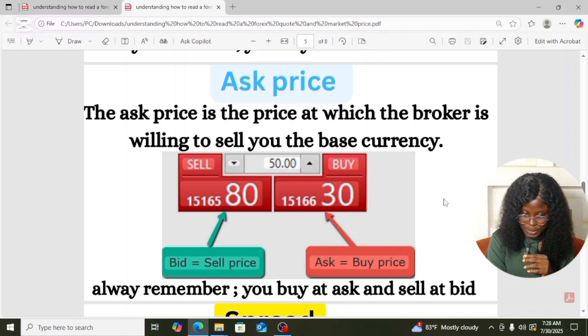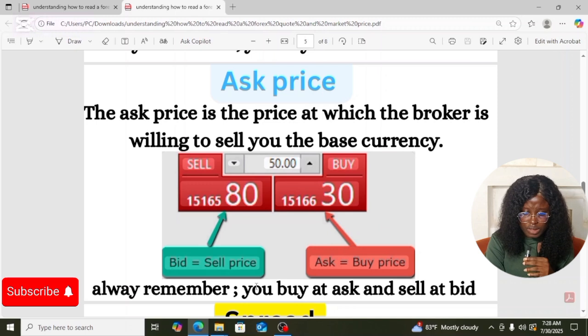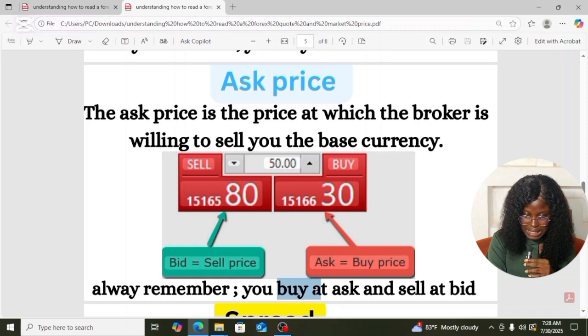We know that the base currency is the currency in the front. Like let's say EUR/USD, what's the base currency in EUR/USD? Which is euro. So now, always remember, you buy at ask and sell at bid. So we buy at ask price from our broker. The ask price is the price at which the broker is willing to sell. So they are selling to us at ask price, and we are buying at ask price.